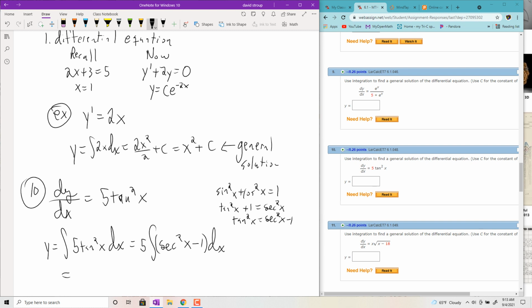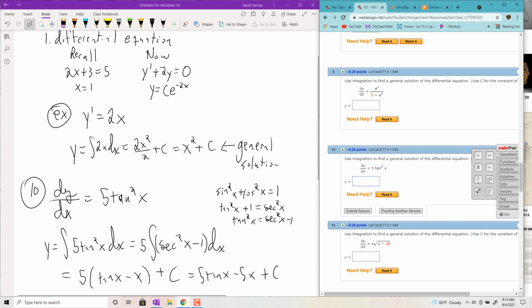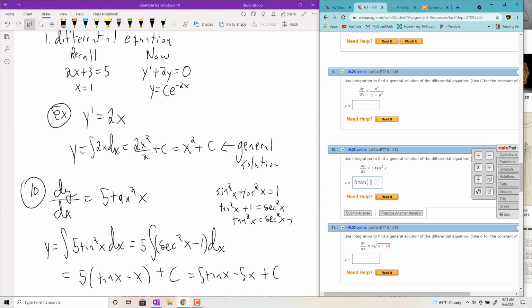dx. So we end up with 5. Integral of secant squared is tan x. Integral of 1 is just x, and then plus our constant. So this would be 5 tan x minus 5x plus c. And that would be our, what they call general solution. Whenever you see that plus c, that's a general solution. So let's make sure it works. Minus 5x, and better use that capital C, right?